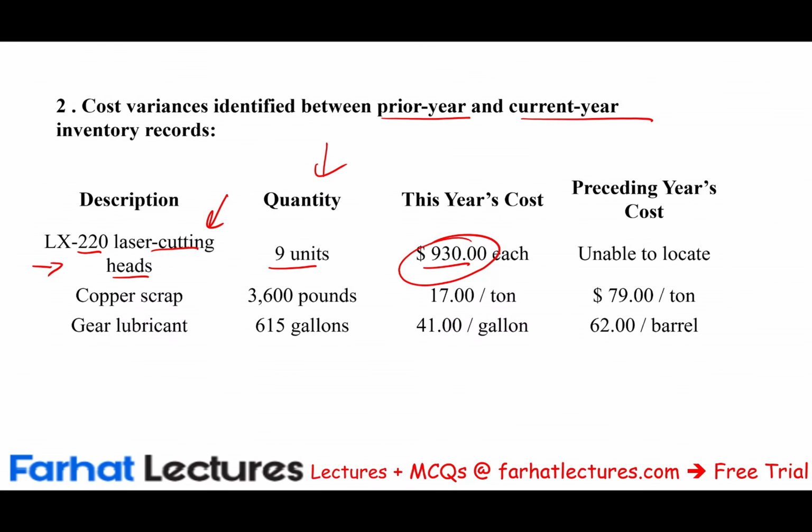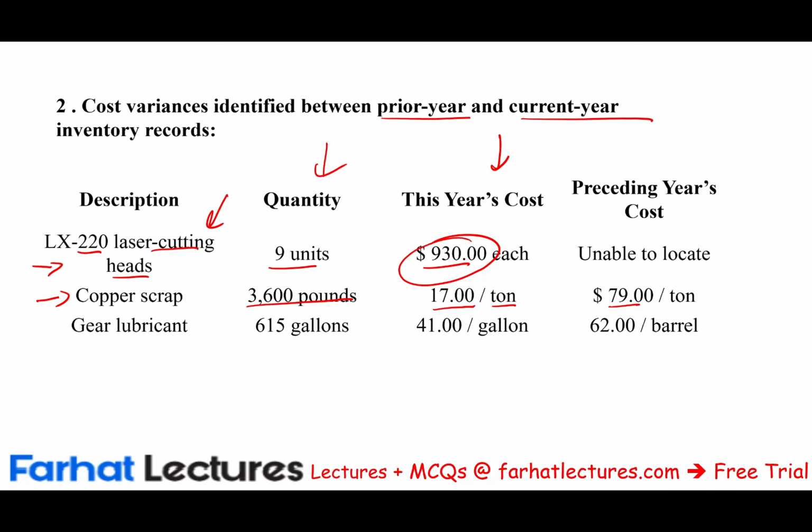You're asking, why do I need to look at this? Because there could be an issue of obsolescence, but you'll check the vendor number and it should tell you about the cost. Let's look at the copper scrap. 3,600 pounds. This year cost is $17 per pound. Last year was $79 per pound.